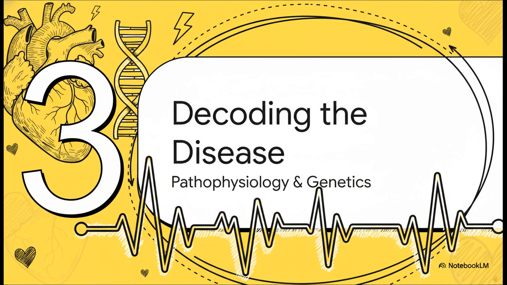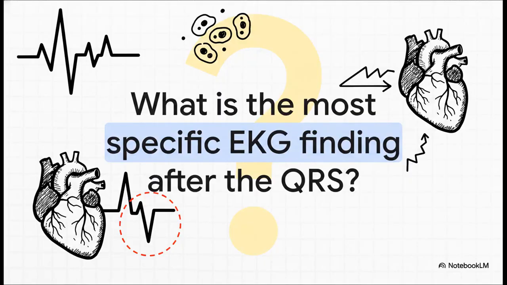Okay, Sarah. ARVC is, well, it's a truly unique structural disease, isn't it? The heart muscle literally disappears, and in its place, we find fat. For the boards, the EKG is our most powerful tool to pick this up. So let's start there. What is the single most specific finding we are hunting for right after that QRS complex?